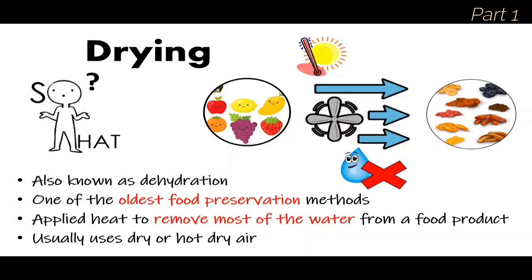Let's begin our lesson. What is drying? Drying is also known as dehydration. It is one of the oldest food preservation methods. So, how does drying preserve food? It applies heat to remove most of the water from food product so that the microorganism can't live on the food. Hence, it can prolong the food shelf life. It usually uses dry or hot dry air.